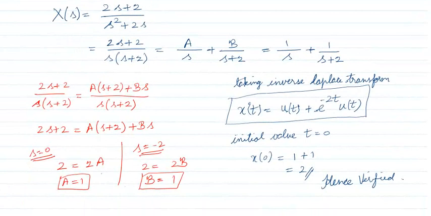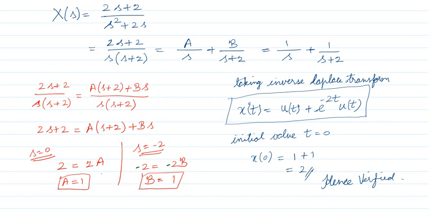Then for solving B, I am putting s equal to minus 2. If I put, what happens? 2 into minus 2 is minus 4. Minus 4 plus 2 is minus 2, and here minus 2 is there, right? So here minus 2 minus 2B. So minus 2 will get cancelled. So B equal to 1.